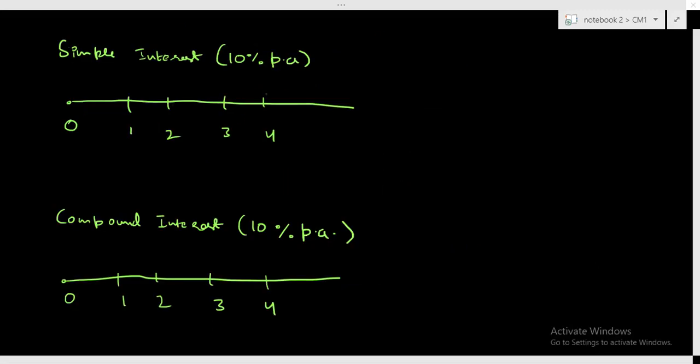Let's talk about simple and compound interest. Suppose, let's say we have an initial principal of, same as the last example, 100,000 pounds. So how will it grow if I invest it in an account paying 10% per annum simple interest or paying 10% per annum compound interest? So at time 0 I have 100,000. What will be the value 1 year down the line? It will be 110,000 pounds, right?